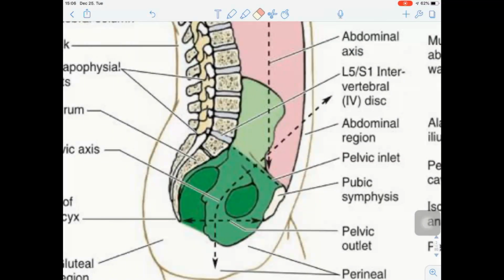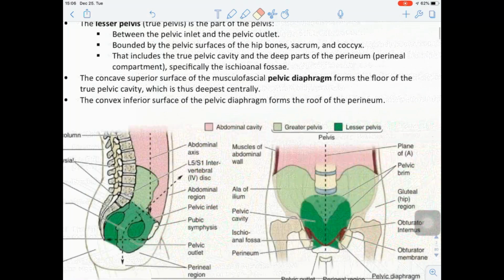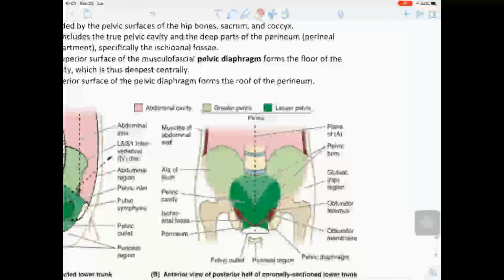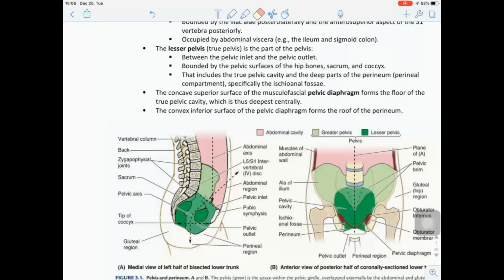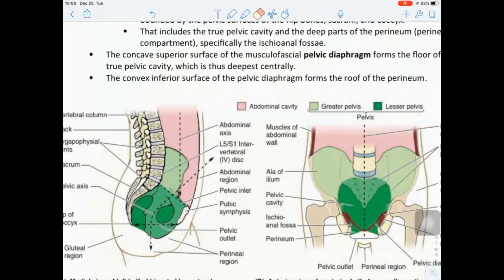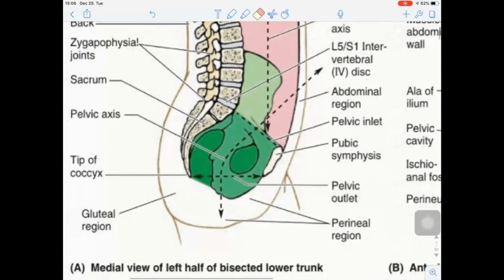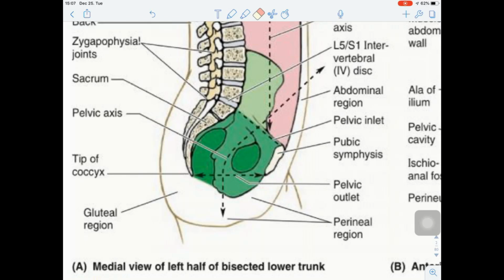Let me get the light more. Alright. Any question about this? No. So, we talked about the greater pelvis and everything is written here about them. What have we got here and so on.